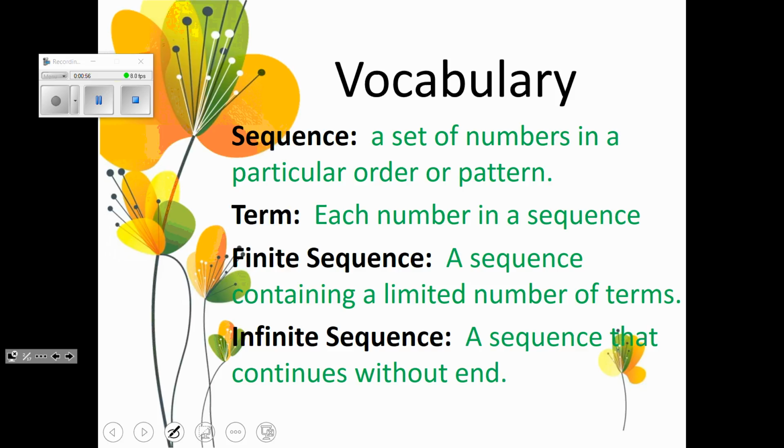A finite sequence is a sequence containing a limited number of terms, which means it has a starting point and a specific ending point. I'm going from 1 to 10, and that's it. 1, 2, 3, 4, 5, 6, 7, 8, 9, 10, and those are the only numbers in the sequence. An infinite sequence is a sequence that continues without end to infinity.